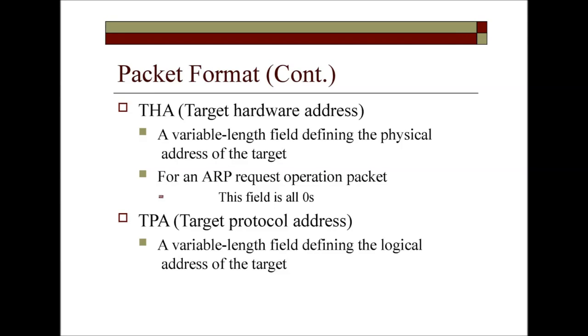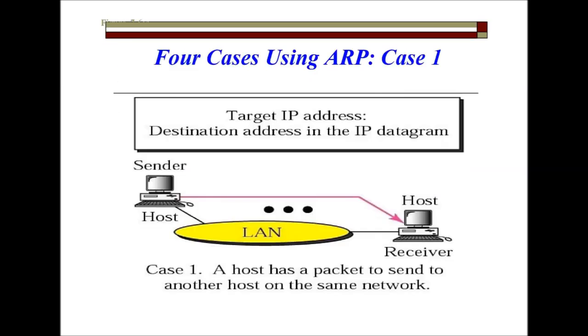Next is TPA, target protocol address. Again, target means the device whose address is necessary to obtain, a variable length field defining the logical address of the target. So the IP address, logical address of the target machine is defined in TPA, target protocol address field of ARP packet format. So ARP packet contains different fields, and these fields are compulsory to obtain different addresses and for successful data transmission.